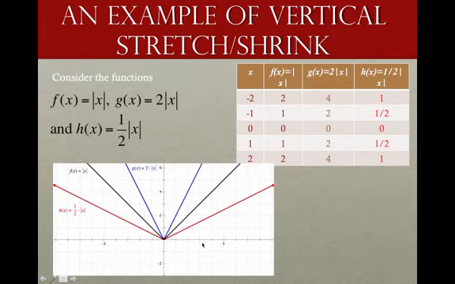We can see that here in the picture, where we have our black basic absolute value function. Then when we double our function, we double our range values. And so we have this blue V that is smaller, narrower, and going up faster. Whereas if we have our range values halved, like we see here in the red, then our absolute value opens up.